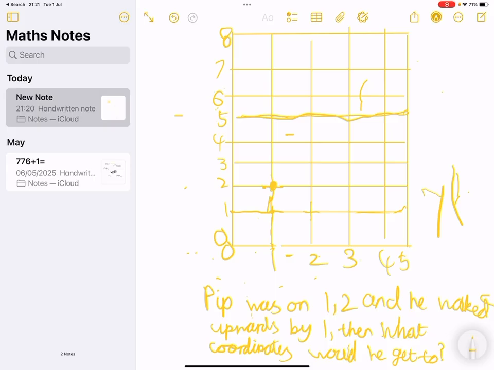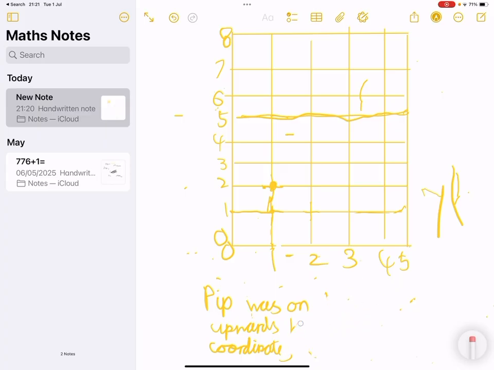So here's another example of coordinates. This is definitely not advanced. You normally learn this in year 5 or something. I actually don't know. These are the basics though. Or you learn this in year 5 or year 4, I guess.